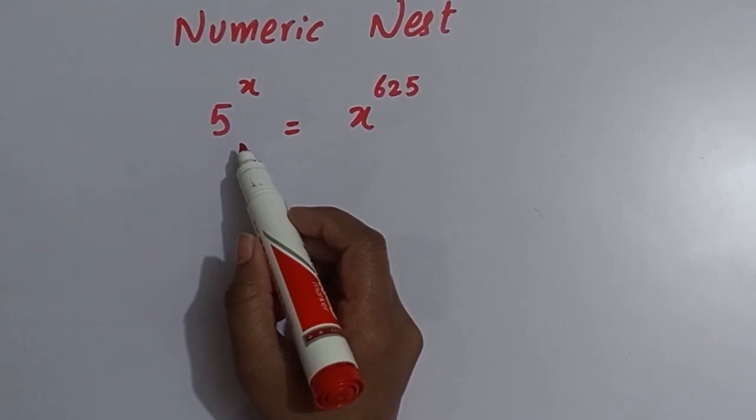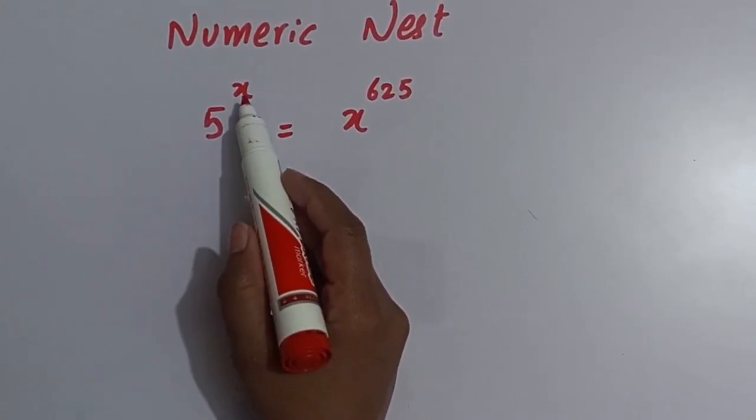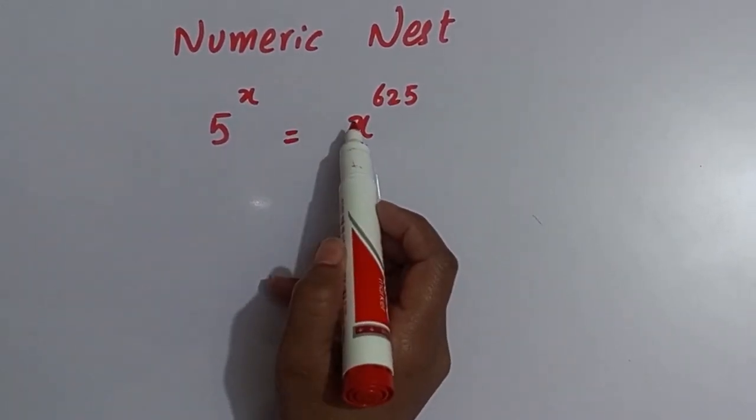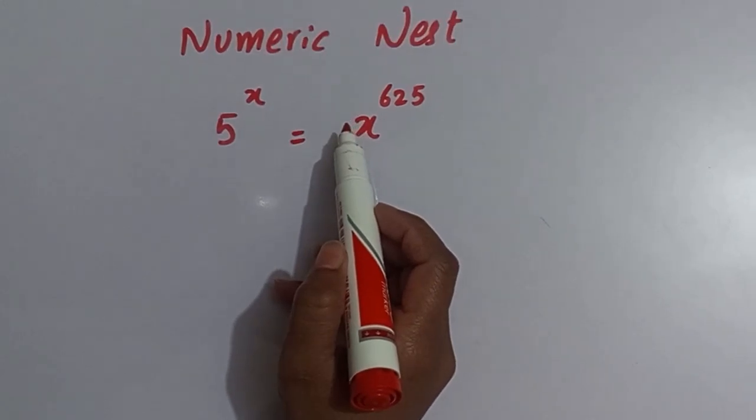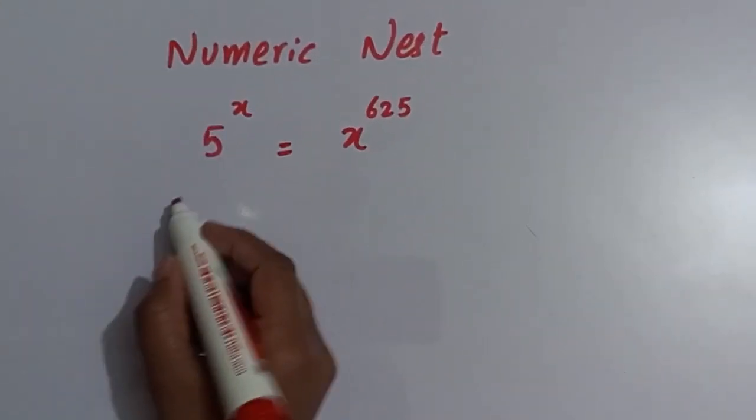In this video we are going to solve this question for x: 5 raised to the power x is equal to x raised to the power 625. So let's start.